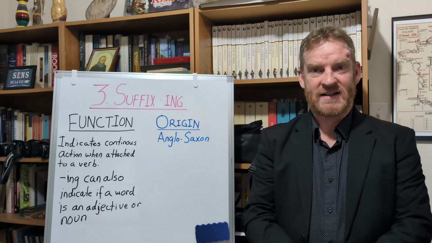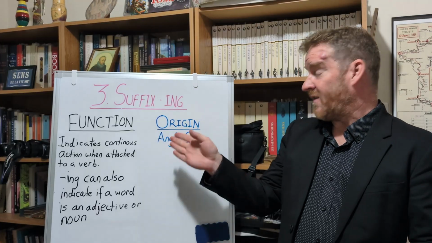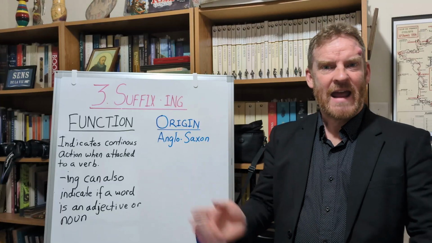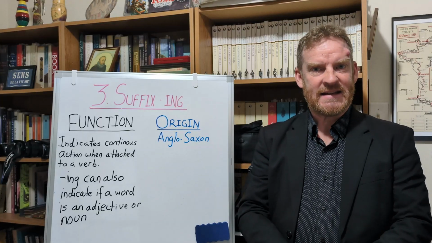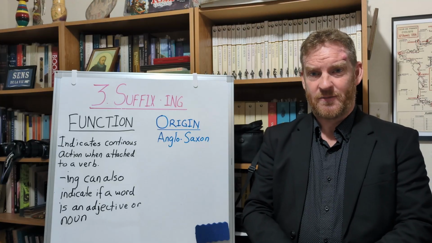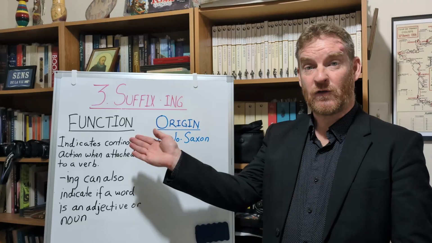Today we're looking at the suffix ing. The ing suffix comes from the Anglo-Saxon, and like the morphemes s and ed, it is a very common suffix in English. The ing suffix has several functions.